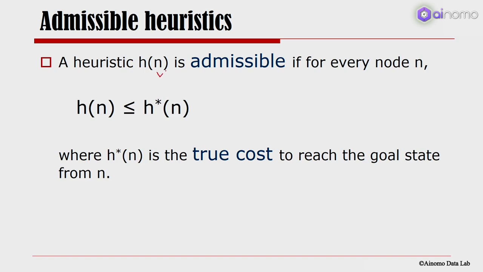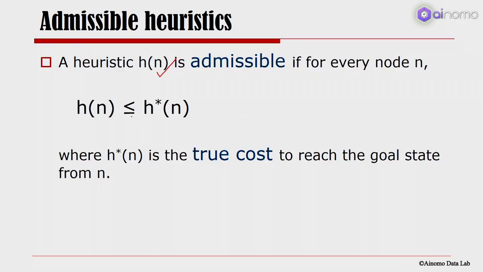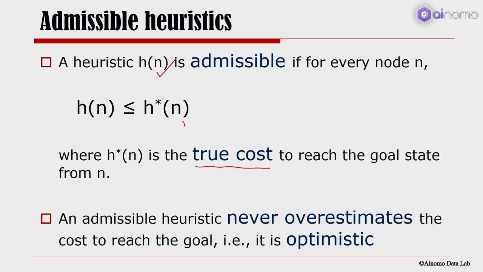Let's say H(n) is an admissible heuristic. H(n) is admissible if and only if H(n) is less than or equal to H*(n), where H* is the true cost to reach the goal from the current node n. An admissible heuristic never overestimates the cost to reach the goal. That is, it is optimistic.